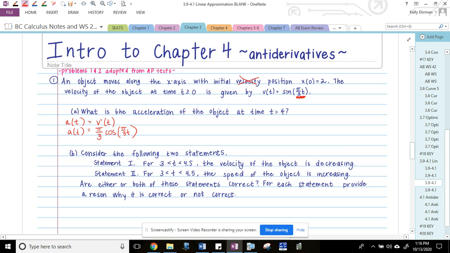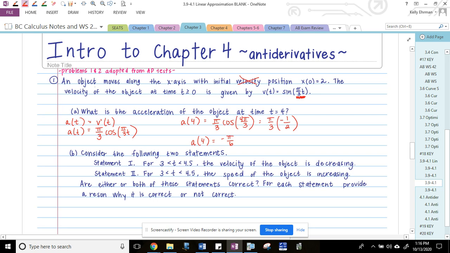We're supposed to evaluate the acceleration at t equals 4. So I'm going to say A of 4 equals, I should show my work, pi over 3 times the cosine of, if you put a 4 in there, 4 pi over 3. That's pi over 3 times, so cosine of pi over 3 is 1/2, and you're in quadrant 3. If you're talking about 4 pi over 3, cosine's negative in quadrant 3, so negative 1/2. So A of 4 is equal to negative pi over 6.